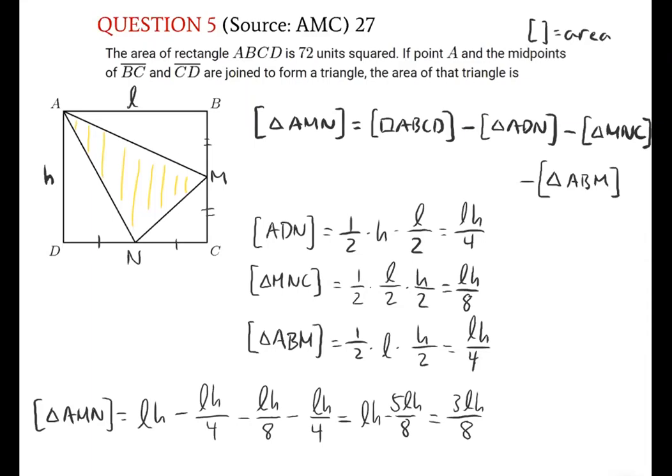So we know that LH is just the area of the rectangle, and that is given to us in the problem. LH is equal to 72. So we can plug that into this to get 3 times 72 over 8. And this is just equal to 27. And that is our answer.